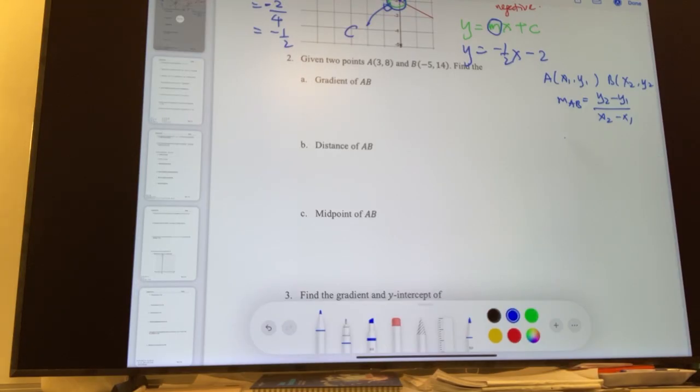Finding the distance equals the square root of (x2 minus x1) squared plus (y2 minus y1) squared. And the last one is the midpoint of AB.